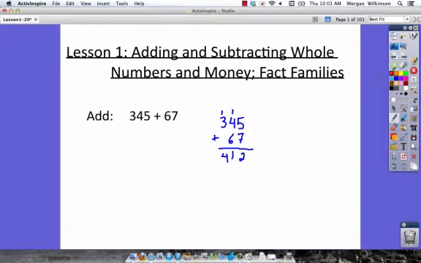Now, when we look at a problem like this, we need to know some key vocabulary. The 345 and the 67, those are what we add together. Those together are called the addends. A-D-D-E-N-D-S. The addends. That's what you add together. And our answer, whenever we have an answer to an addition problem, we have a sum. So 412 is the sum when our addends are 345 and 67. Pause here. Make sure you've got this copied down into your notebook.